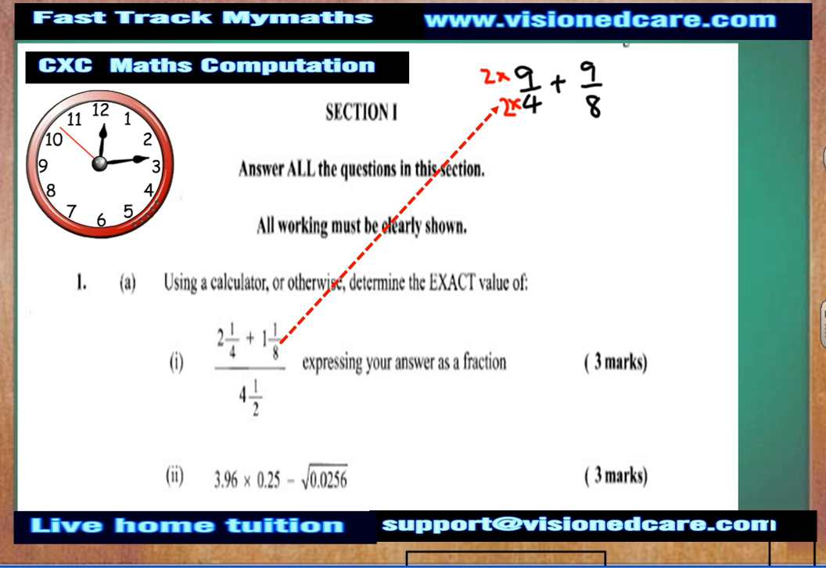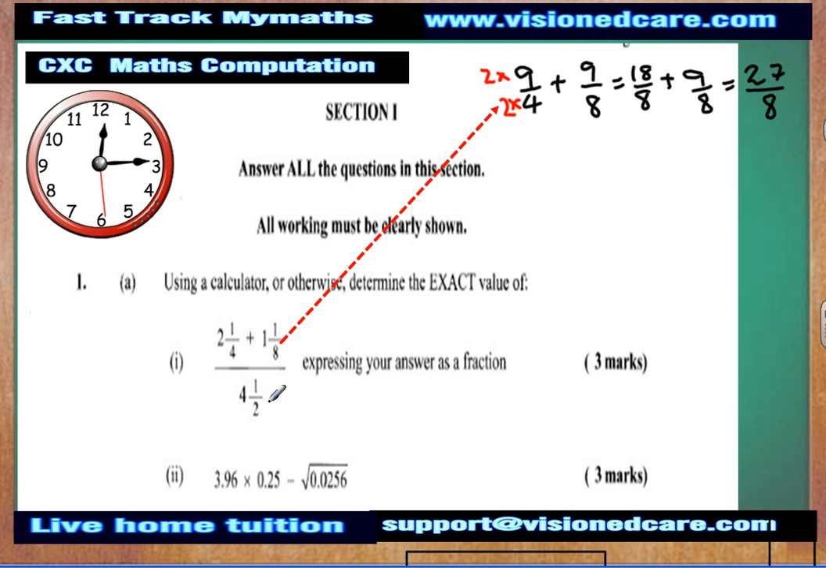So in this case, we have 2 times 9 gives us 18 over 2 times 4 gives us 8 plus 9 over 8. Now the denominators are the same, so we can add the fractions straight away. So we add the numerators. 18 plus 9 is 27 over 8. Okay, so we work out the top part of the fraction here. So let us work out this now.